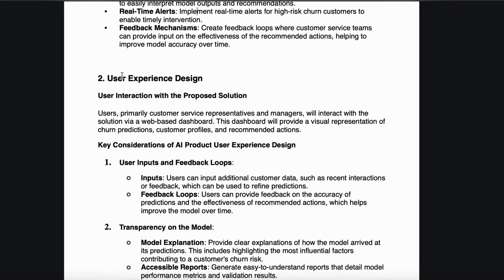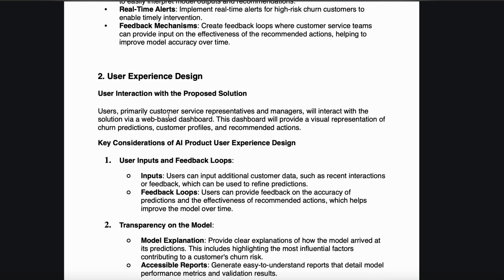Now we move to the user experience design. User interaction with the proposed solution. So the solution will primarily be a web-based dashboard, right? This dashboard will provide a visual representation of the churn predictions, customer profiles, and recommended actions.